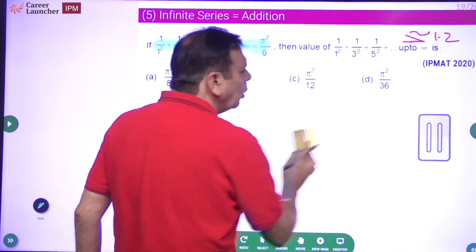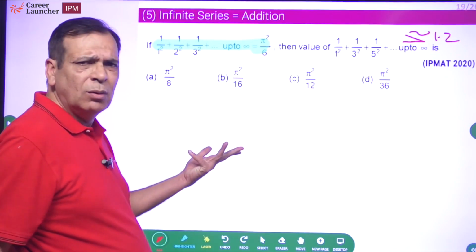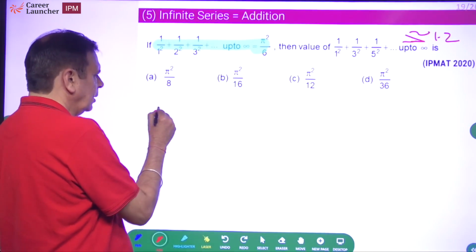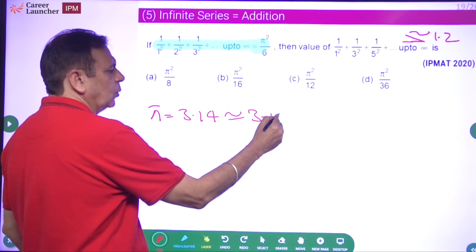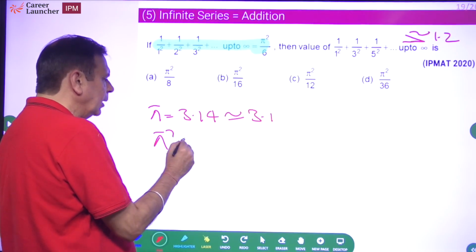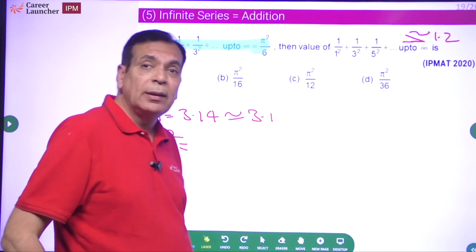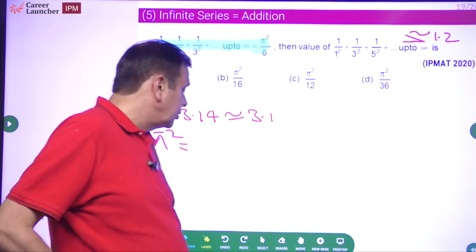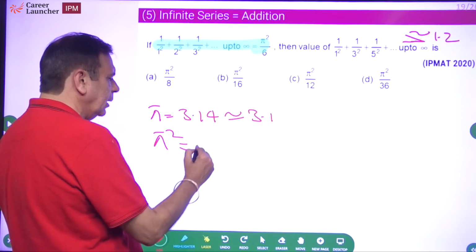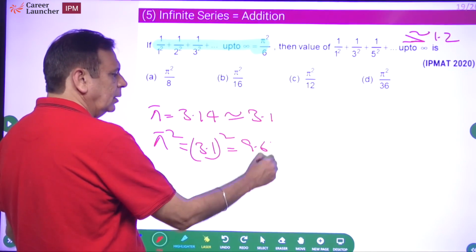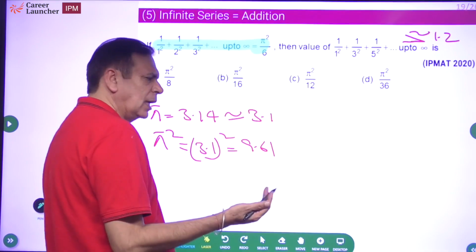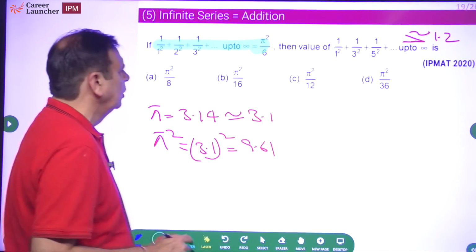I am sure all of you know what is pi. 3.14. Pi is equal to 3.14. I'll take it to be approximately 3.1. So what will be pi square? What is 30 square? 900. 31 square? 961. So 3.1 square or pi square is 9.61. Okay. I'll take it to be approximately 9.6.